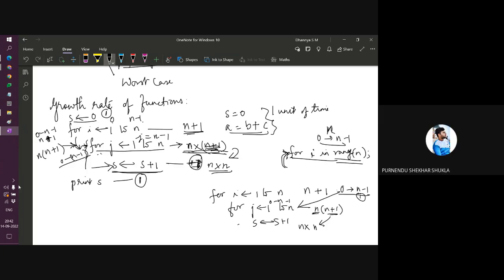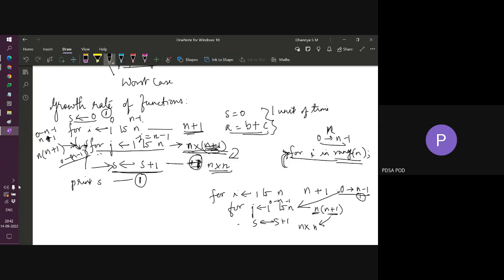But for the last value of j, s to s plus 1 does not get executed. For j equal to n, s to s plus 1 does not get executed. S to s plus 1 gets executed only for the j values ranging from 0 to n minus 1. Once it reaches n, which is not within the given range, it comes out of the for loop. It does not enter s to s plus 1 for the last value of j, which is n.